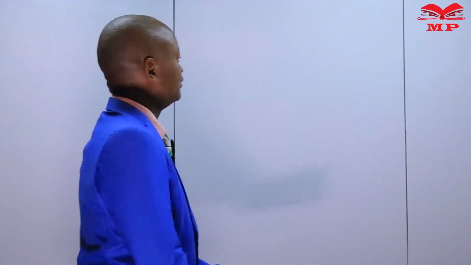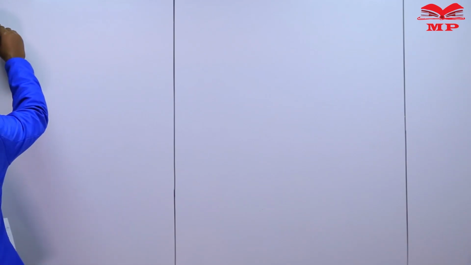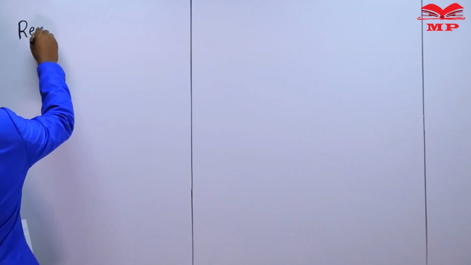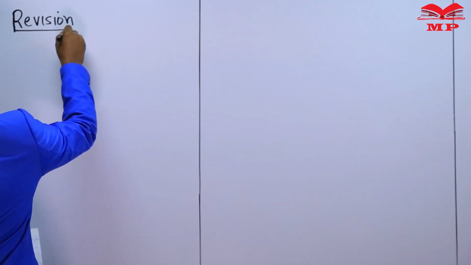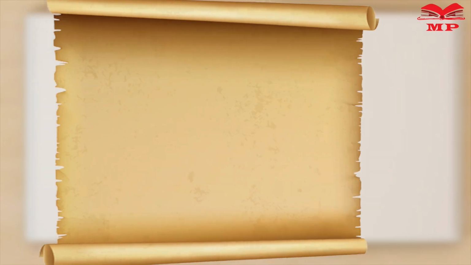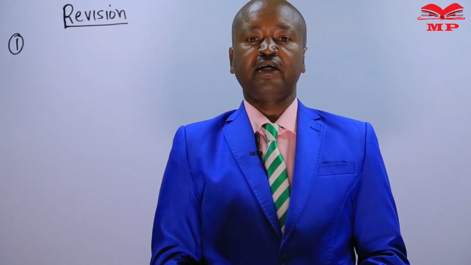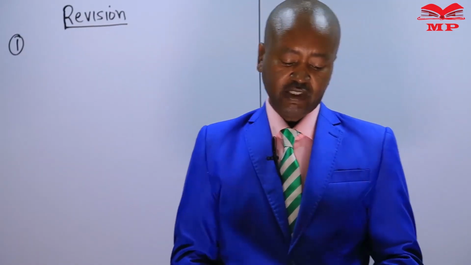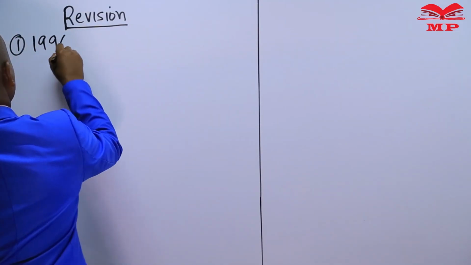So the first question that we are having from this particular topic is A. State the role of light in the process of photosynthesis. Remember this one, we also covered it in the previous lesson, but it is also being repeated here, and it is a question that is adopted from past paper 1996.